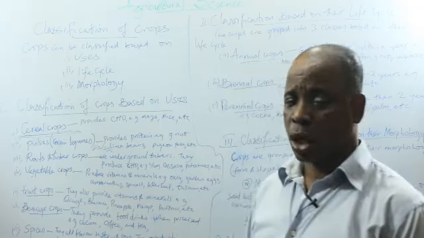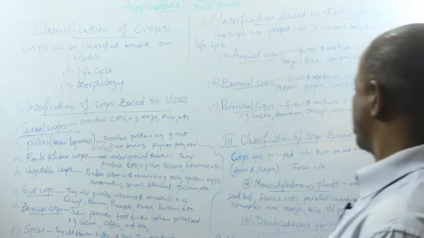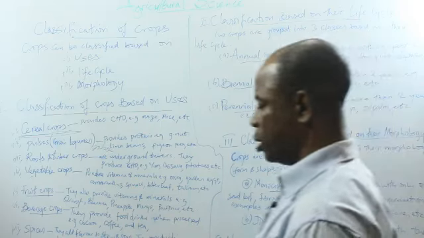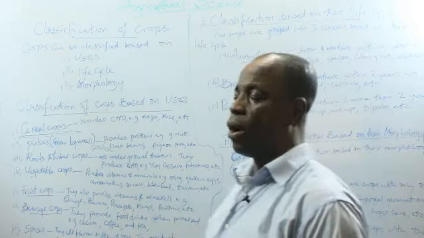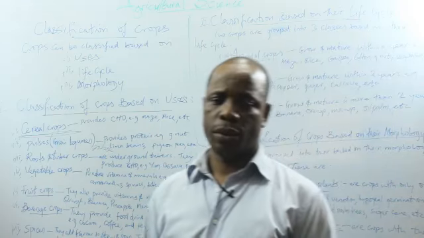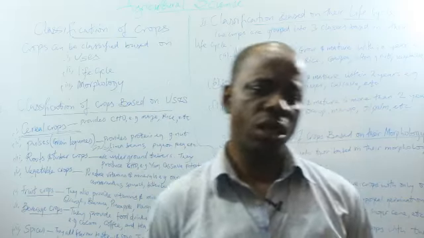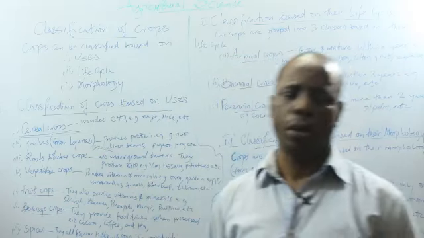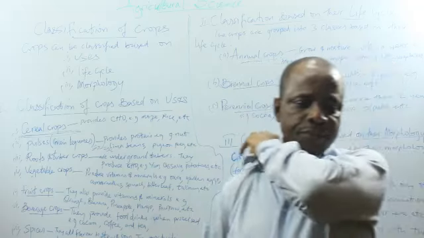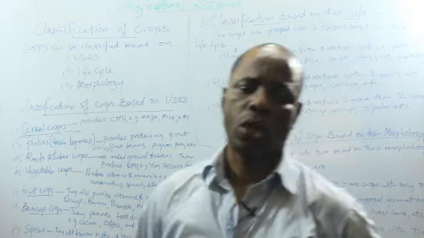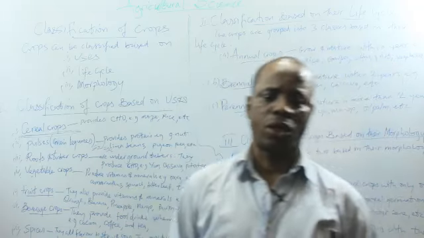The third one is classification of crops based on their morphology. The word morphology means the form and the shape of the crop. Now, based on morphology, we have 2 types of crops. We have what we call monocotyledonous plants and dicotyledonous plants.